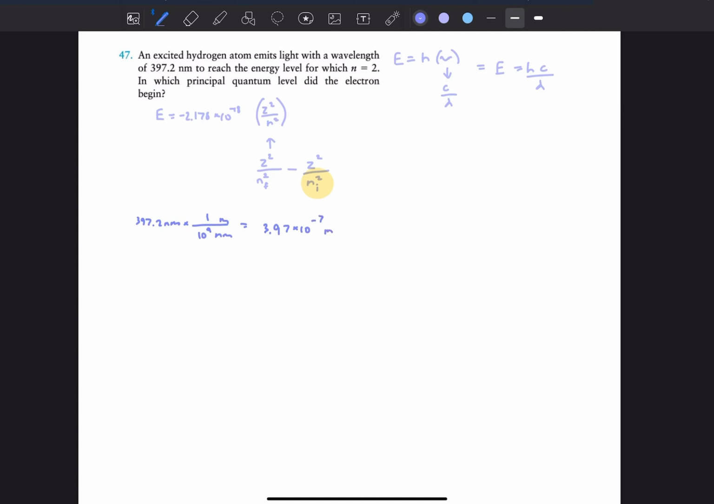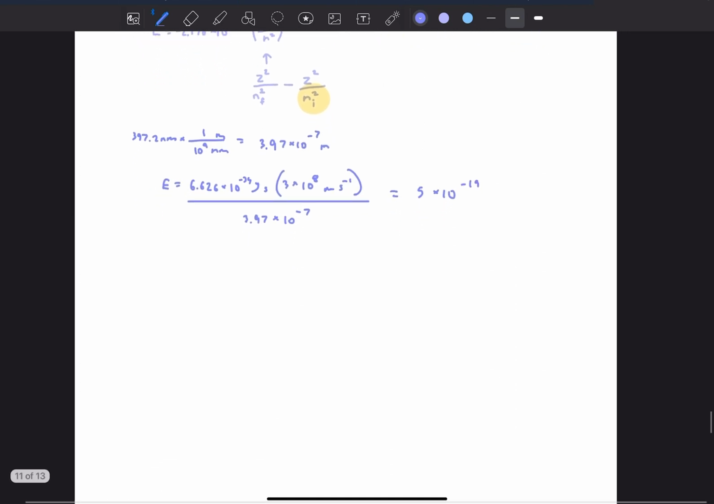And that's meters. Now energy is going to be equal to our h constant, which is 6.626 times 10 to the negative 34 joules times seconds, multiplied by the speed of light, 3 times 10 to the 8th meters per second, divided by our wavelength in meters, which we just found was 3.97 times 10 to the negative 7th. So let's work this out. We do 6.626 times 10 to the negative 34th times 3 times 10 to the 8th, divided by 3.97 times 10 to the negative 7th. And we should get 5 times 10 to the negative 19th, and that is our energy in joules.